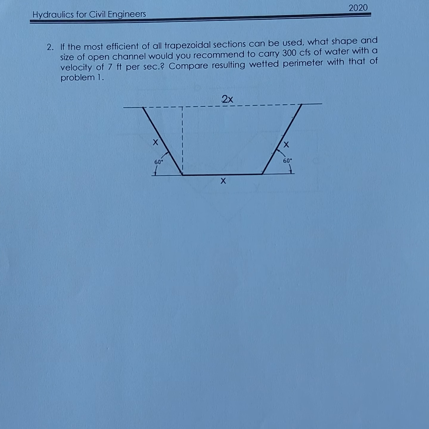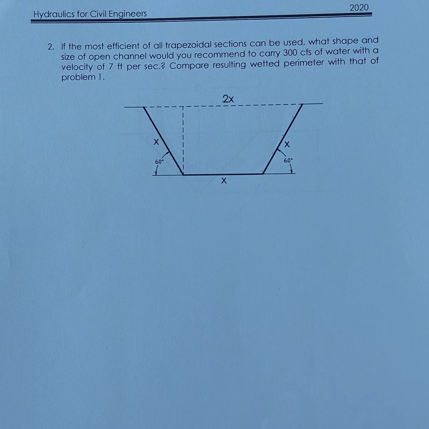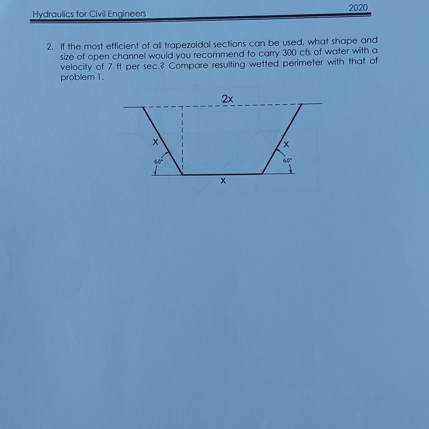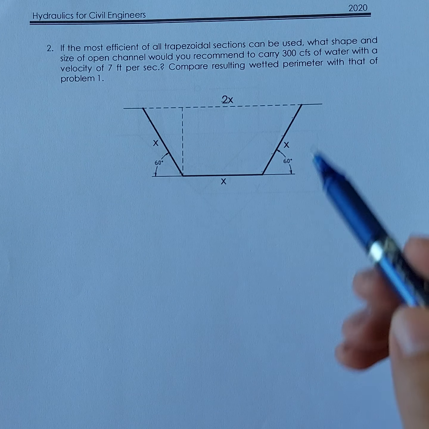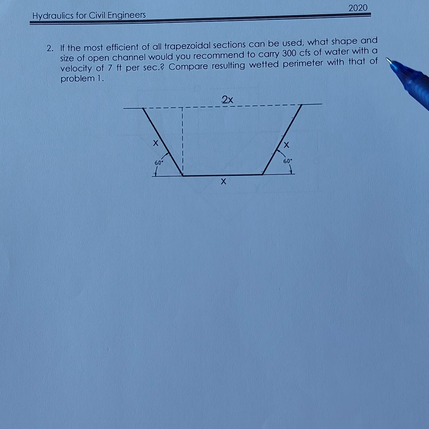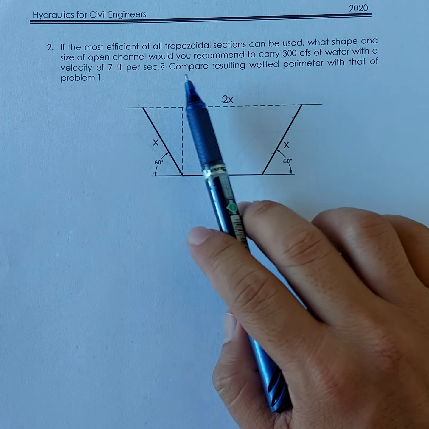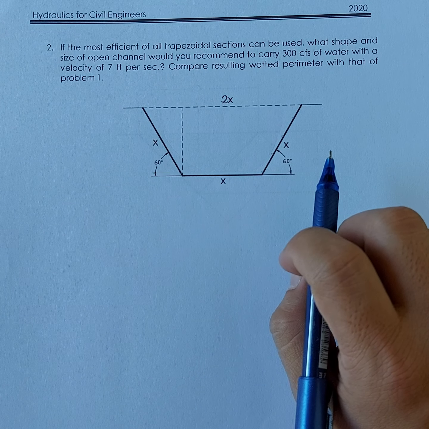Okay, next, we solve the second problem, problem number 2. If the most efficient of all trapezoidal sections can be used, what shape and size of the open channel would you recommend to carry 300 CFS of water with a velocity of 7 feet per second? Compare the resulting wetted perimeter with that of the first problem. So for problem 1, they have the same discharge and the same velocity. What will change would only be the section, which is trapezoidal.